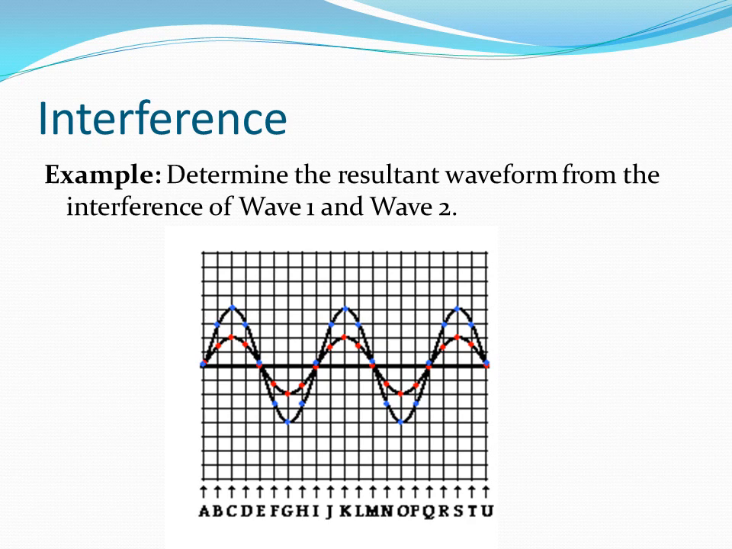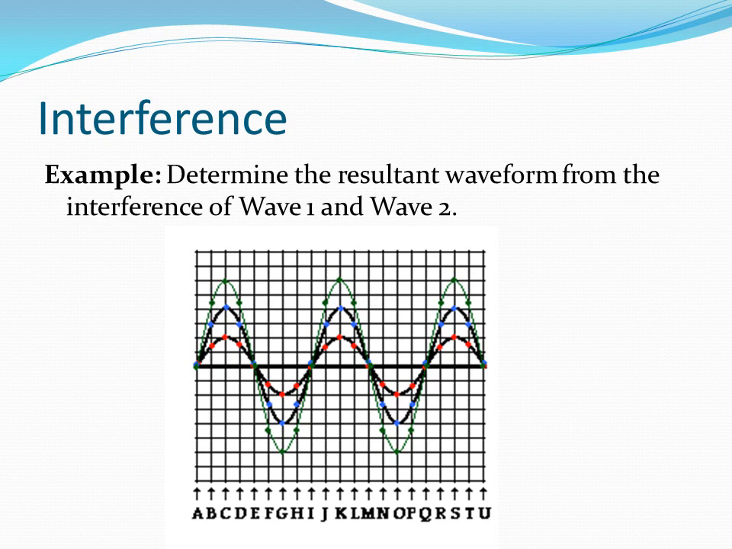If I add 2 and 4, my resultant wave should have an amplitude of 6 units. That's exactly what this wave looks like. A new green wave is formed that has an amplitude of 6 units.